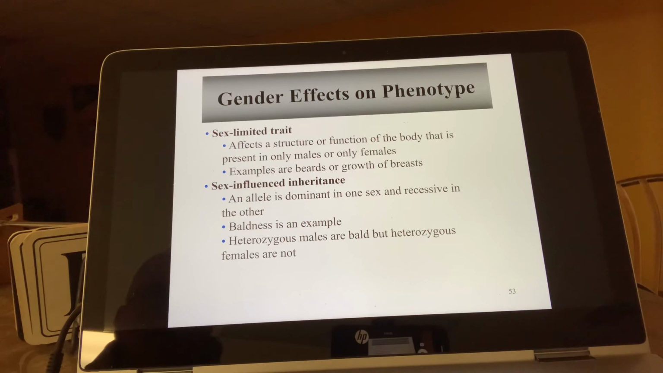What does that mean? That means that if you are a male, if you get one of the alleles, you will be bald, develop male pattern baldness. But in females, you have to inherit both of the alleles to show that trait.